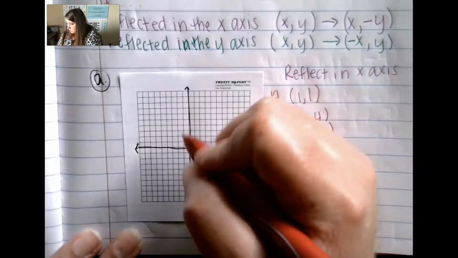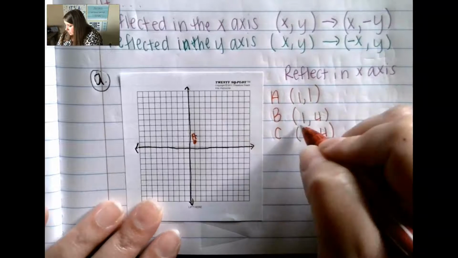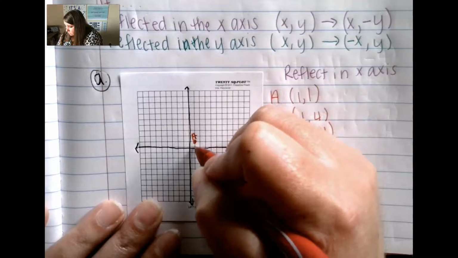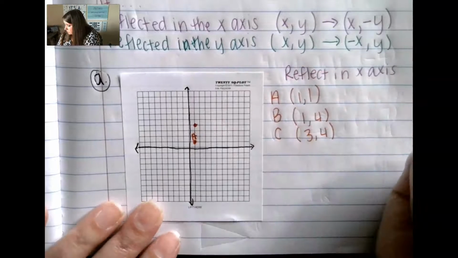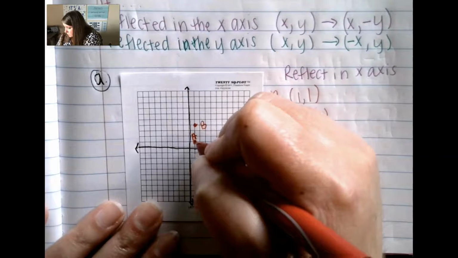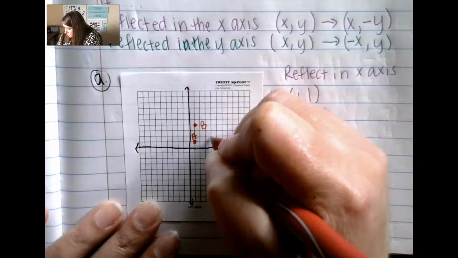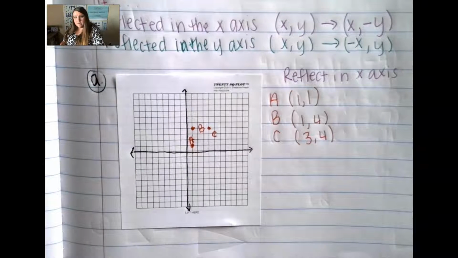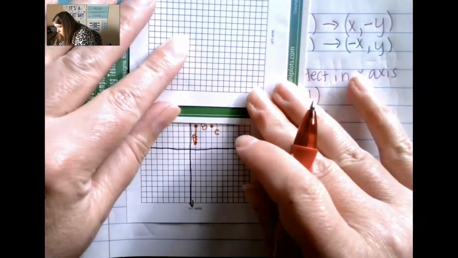So 1, 1 is my first dot. So over 1, up 1, and that is point A. Over 1, up 4. So over 1, up 4, over 1, 1, 2, 3, and 4. And that is point B. Point C is at 3, 4. So I'm going to go over 1, 2, 3, and then up 4. 1, 2, 3, and 4. And this is point C. So we'll connect these dots until we have a full triangle here.